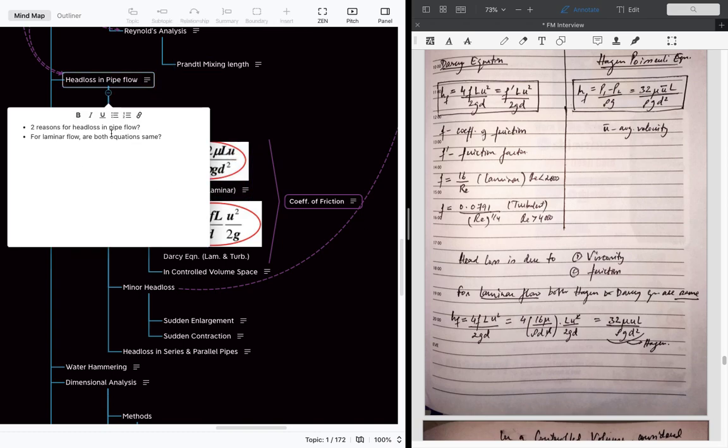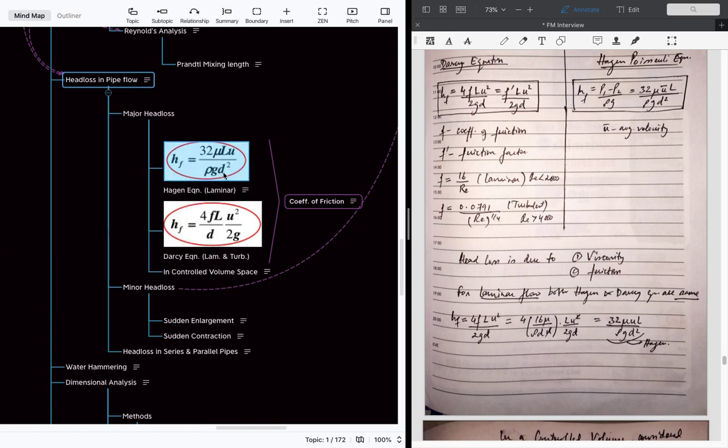So there are two reasons for the head loss in pipe flow: viscosity as well as friction. For laminar flow, are both the equations the same? Obviously it is the same. You will see that. So this is the Huygens equation, this is the Darcy equation, and both are used when the head loss is major. So for laminar flow, both the Huygens and Darcy equations are the same.